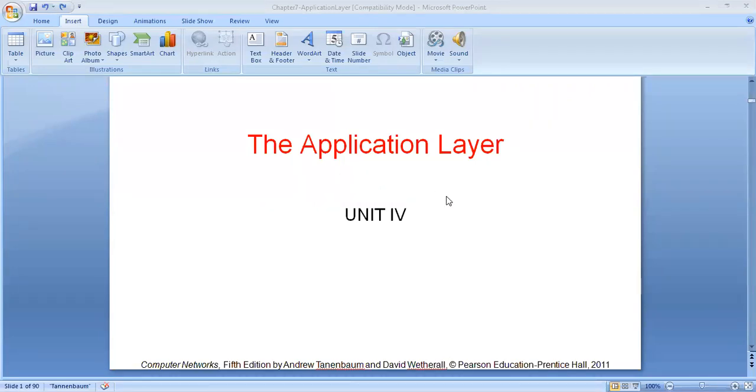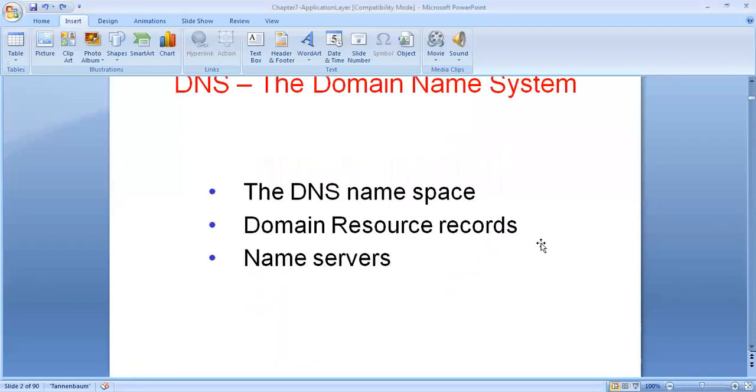So in the application layer, we are going to discuss some of the important things, like what is the domain name system, very important, and what are domain resource records and the name servers. So let us understand what is the domain name system.